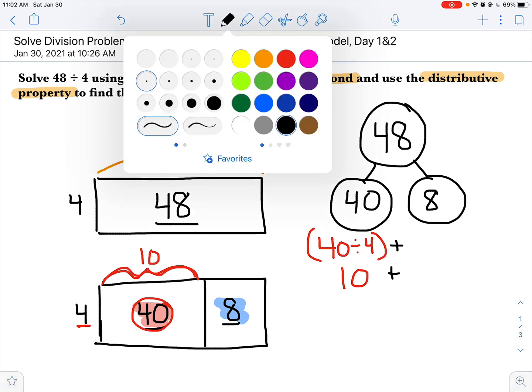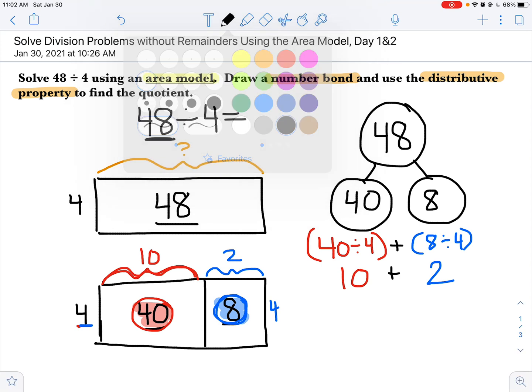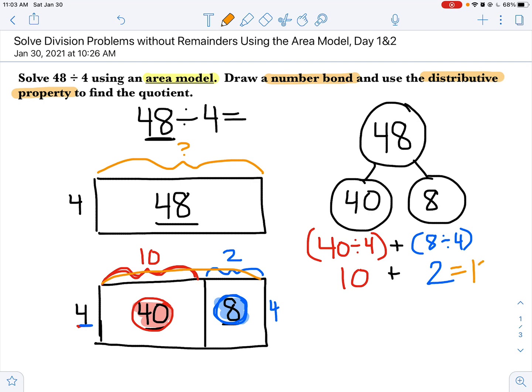Now I can do my other littler rectangle. I can say 8 divided by 4. Remember, this is 4 here, this is 4 here, they're the same. So 8 divided by 4 will get me this missing part. And I know that's going to be 2. 8 divided by 4 is going to give me 2. So to find the whole side length here, all the way across, I'm just going to add 10 and 2 to get my 12. So we can see that the missing side length here is 12, and so therefore 48 divided by 4 is 12.